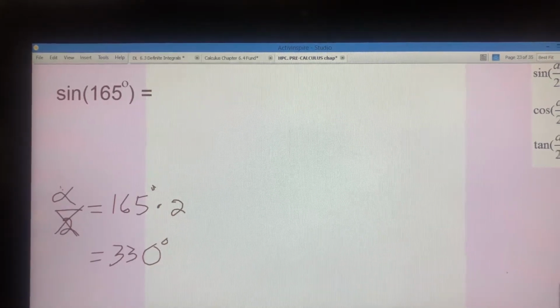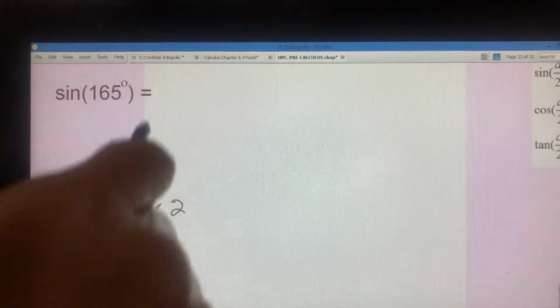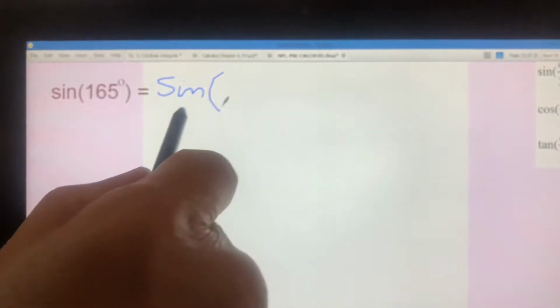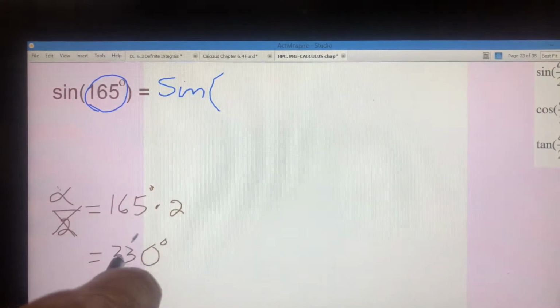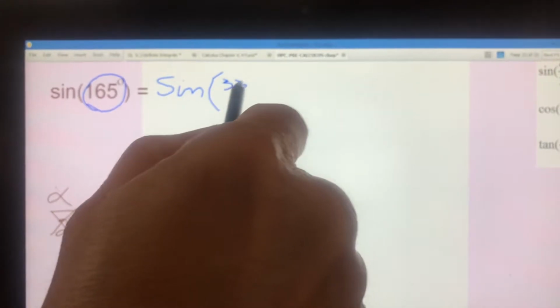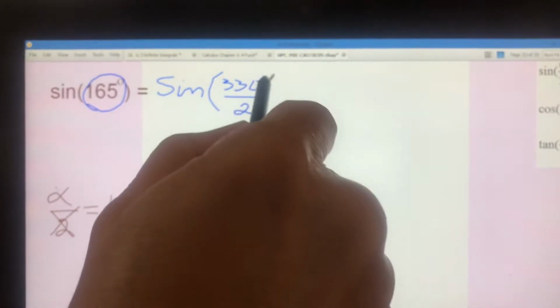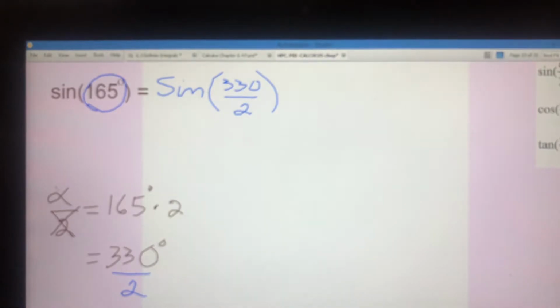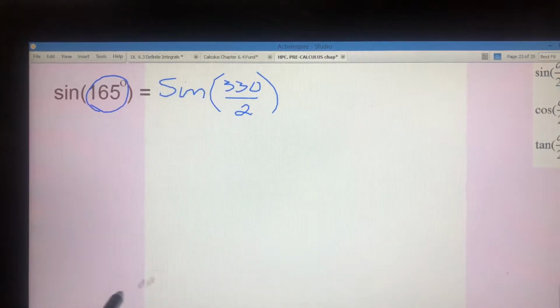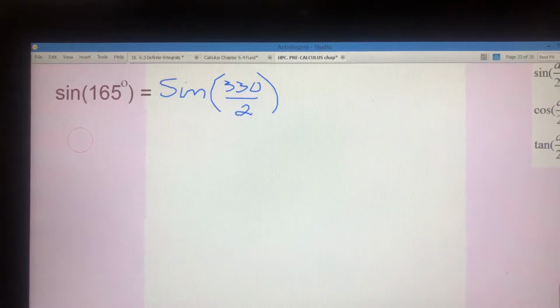All right, whatever. So sine. Now I know 165 came from 330 divided by 2, so I'm going to write 330 divided by 2. For this kind of problem, what they're going to ask you to do, make sure you pay attention to it, is to find the exact value without using calculators. Okay, so now the next best thing is this guy.